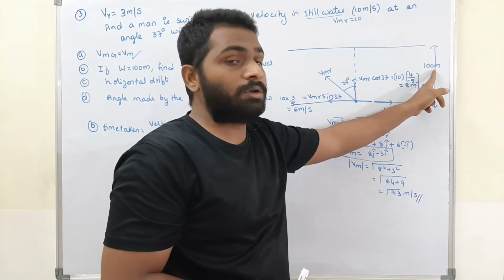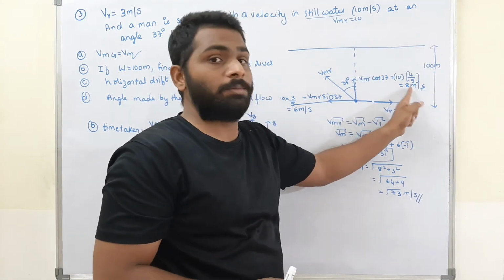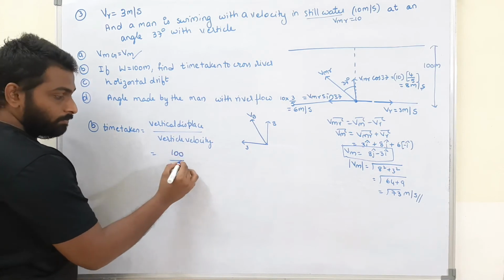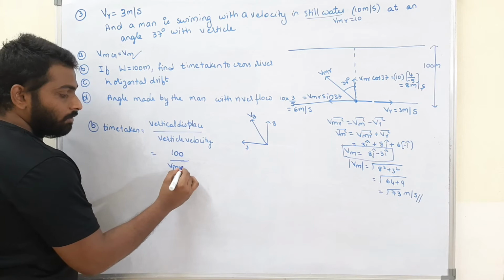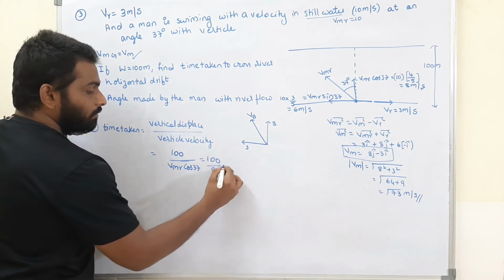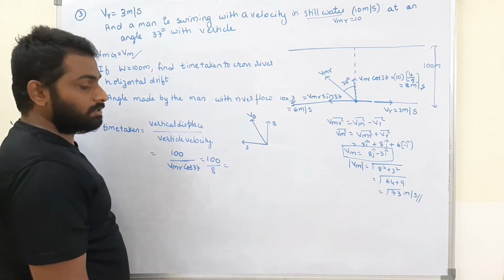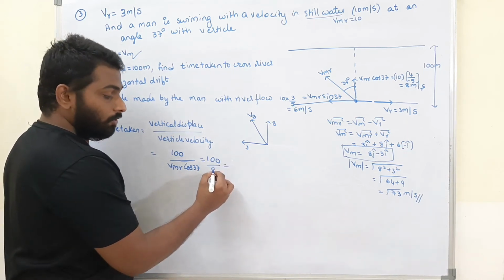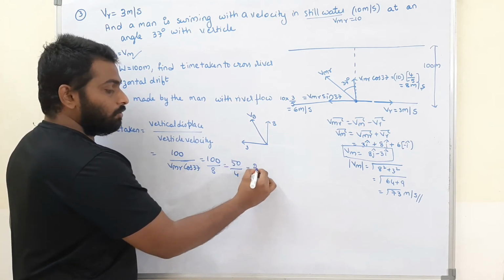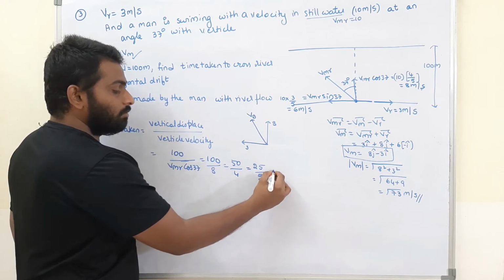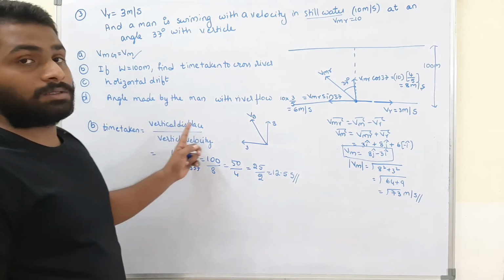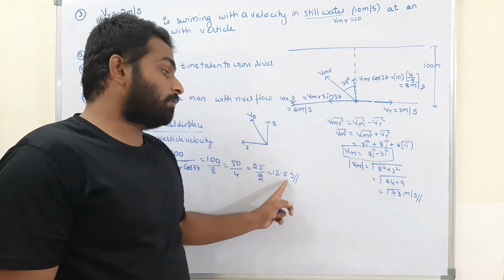What is the distance? 100 meters. With what velocity is he crossing? 8 meters per second. Therefore, 100 by the velocity of man with respect to river cos 37, that is 100 by 8. How much? 100 by 8 means 12.5 seconds. Therefore, the person can cross the river within 12.5 seconds.